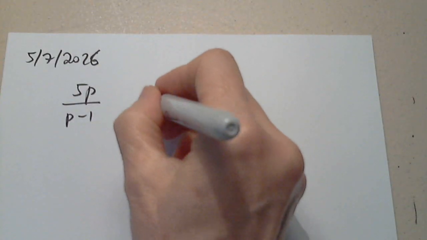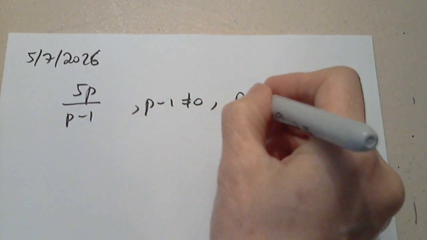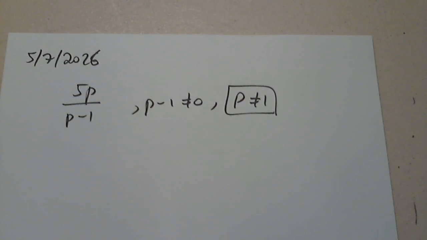The problem is asking us to find the values of the variable for which the rational expression is undefined. And I'm getting 5p over p minus 1. Obviously, the only thing I have to write is that p minus 1 is not equal to 0, or p does not equal 1. That's all.